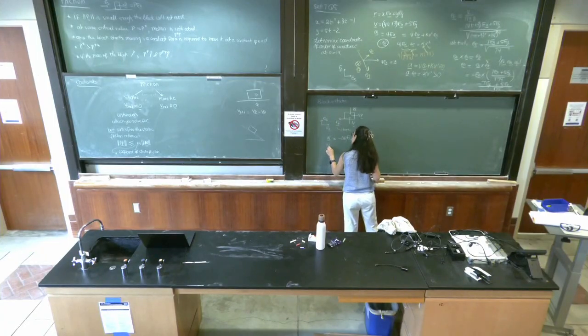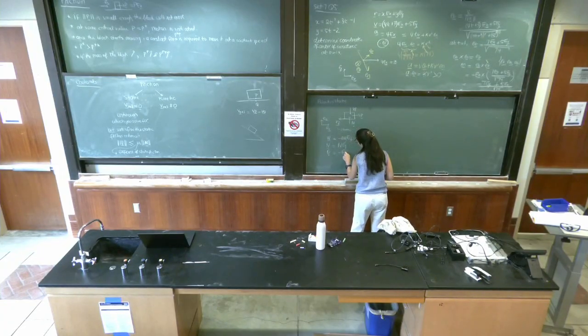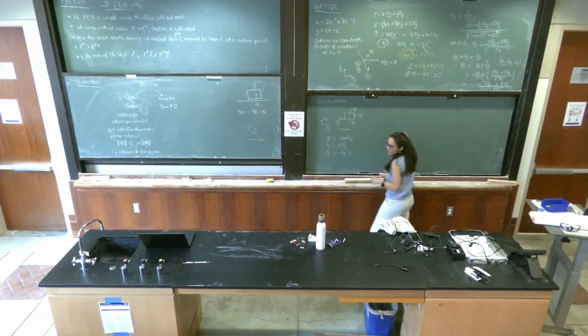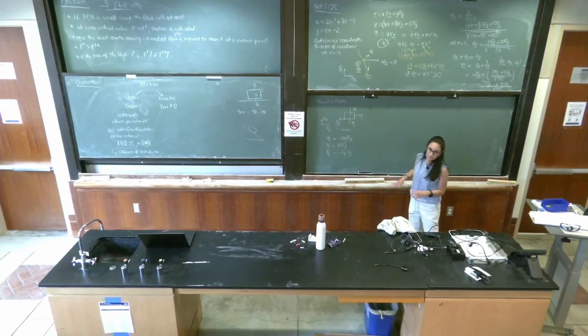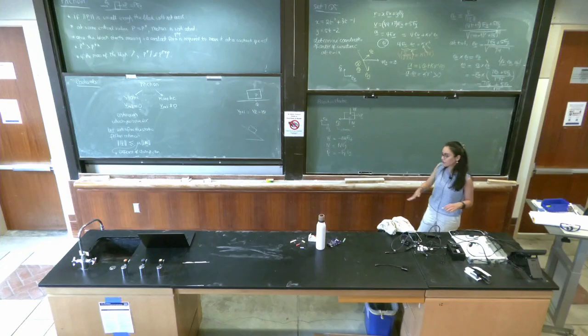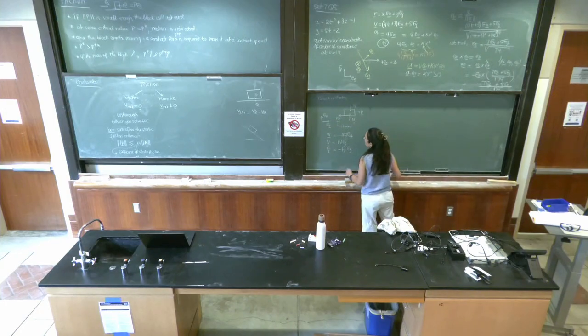Normal force is N e_y. Friction force is minus the friction force F e_x, so it's just going to be along e_x, along the surface where you have sliding. And the push P is P e_x.